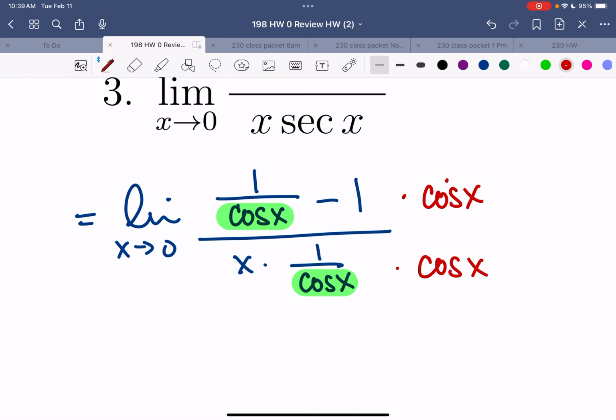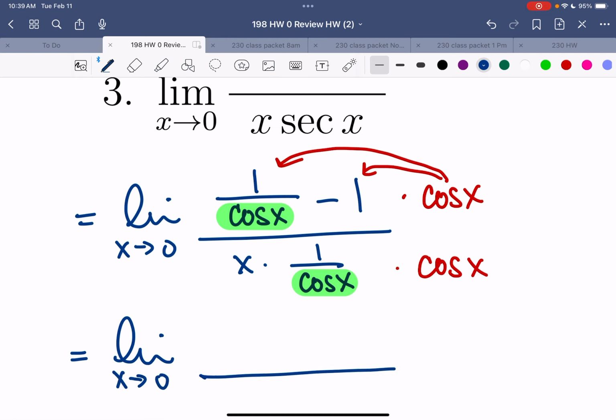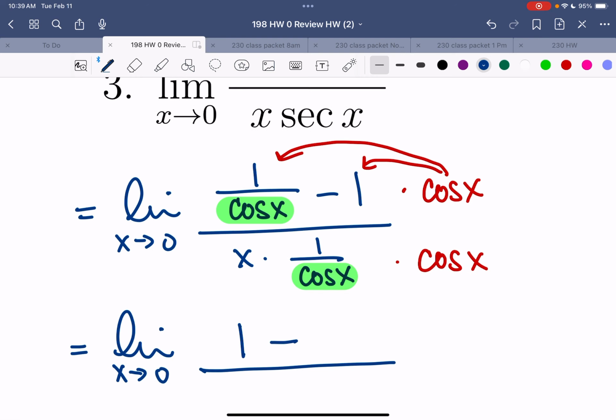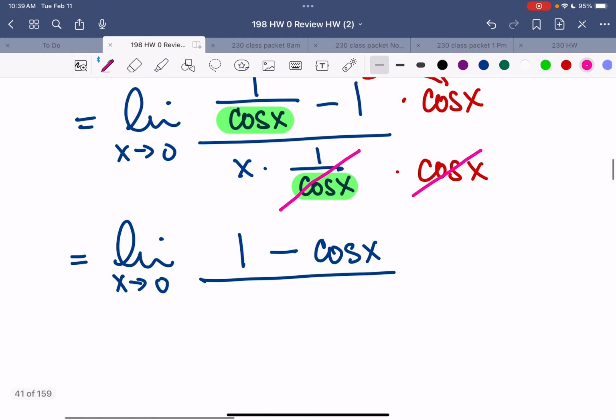Now don't forget that you do have to distribute to both pieces in the numerator. So that means that this is going to simplify to the limit as x goes to 0. Now, if I take the top, the cosine x times the 1 over cosine x, that cancels out and I get 1. And then 1 times cosine is cosine x. So on the top, I have 1 minus cosine x. On the bottom, this cosine cancels with 1 over cosine, and I'm left with just my x.